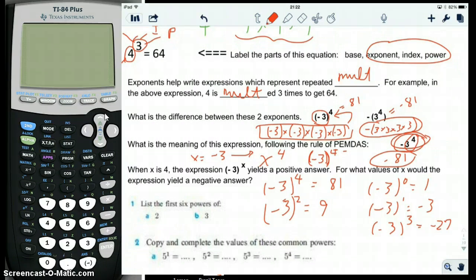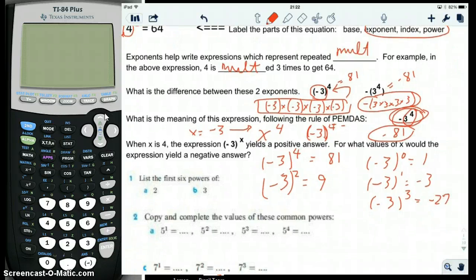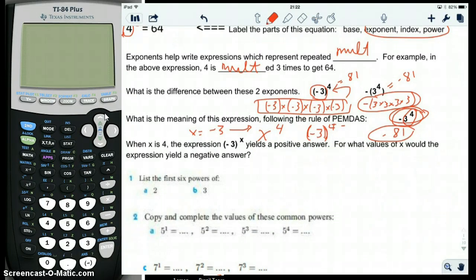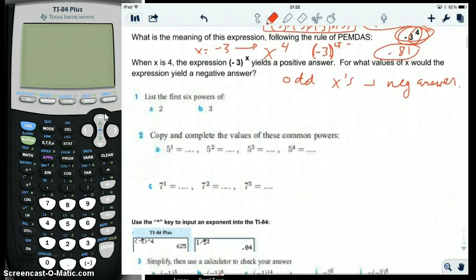So you notice that if you have an odd number of negative numbers multiplied times each other, you end up with a negative number. So you can see that 1, 3, 5, 7, odd exponents are going to give you a negative answer. So the answer here is that for odd x's, it would give us a negative answer. Okay? All right, now let's do a few problems since we got some time left here.